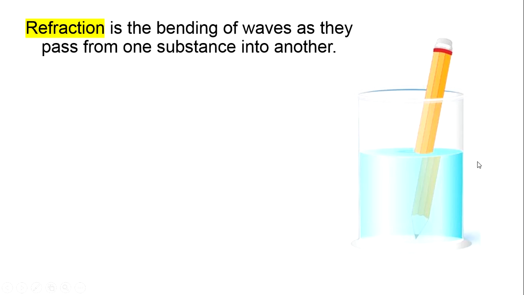It is the light which bends when it enters from one medium to another, from the air to the liquid, and it changes in speed. That's why we see it refracting, and this is called refraction. So refraction is the bending of waves as they pass from one substance into another substance. Although refraction is not noticeable with sound waves, it is easily seen with light waves.